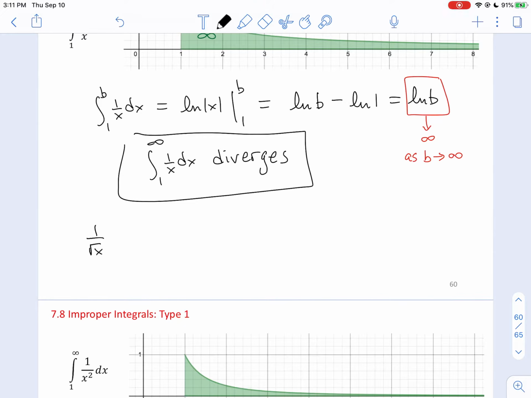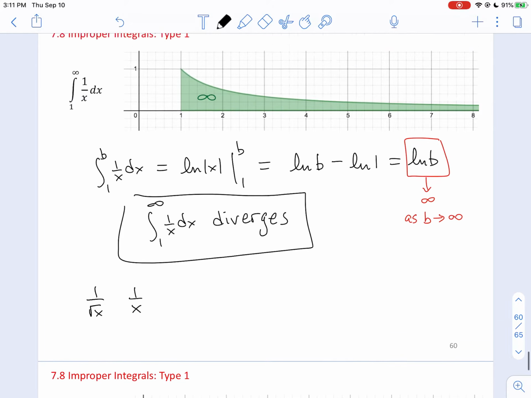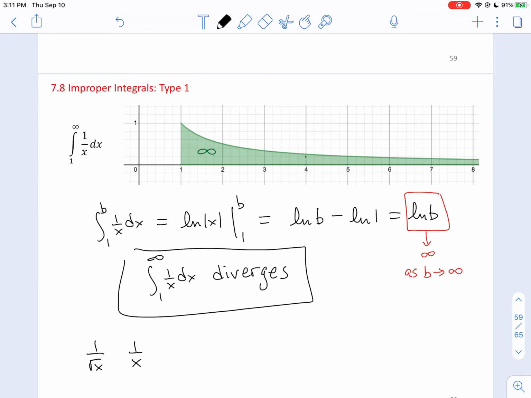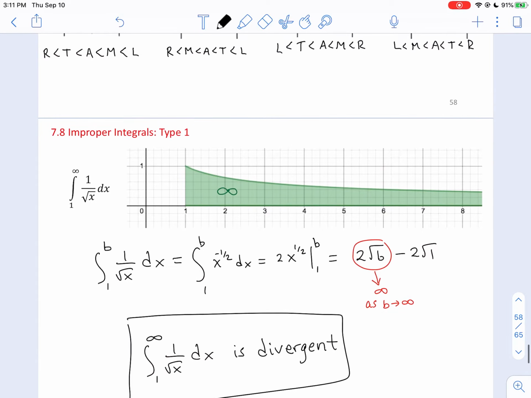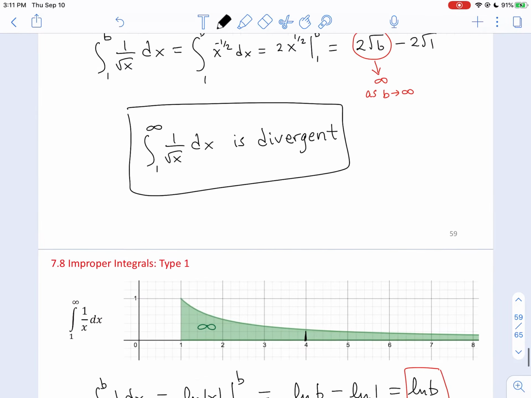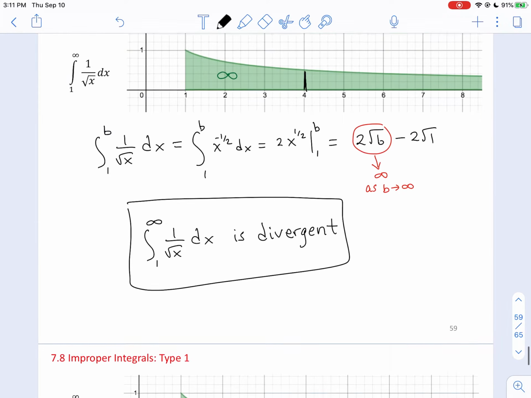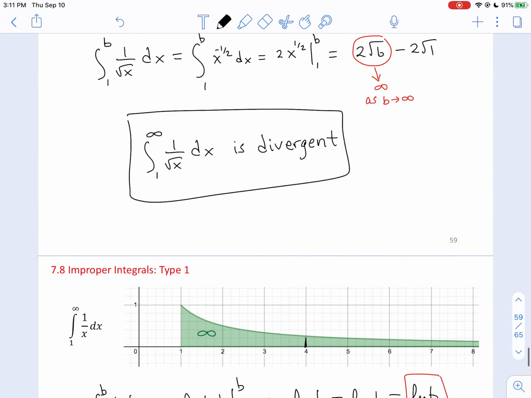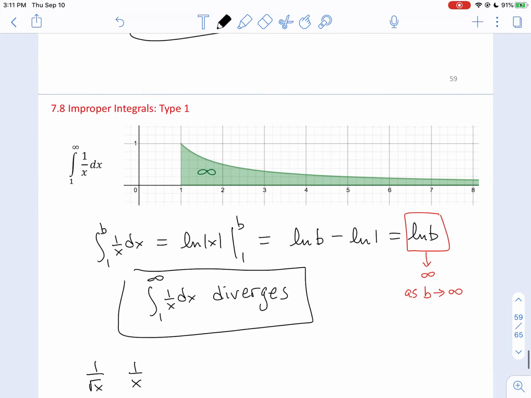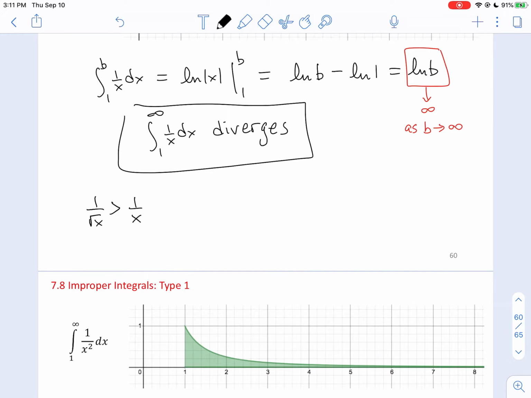1 over square root of x compared to 1 over x. Which one is larger for all choices of x? Like if you were to think of x equals 4, I'm focused right here, but do it in both graphs. Which one had a higher y-coordinate when you look at the two? And it looks like the first one had a higher y-coordinate than the second one. This suggests that 1 over square root of x is more than 1 over x over the interval from 1 to infinity.